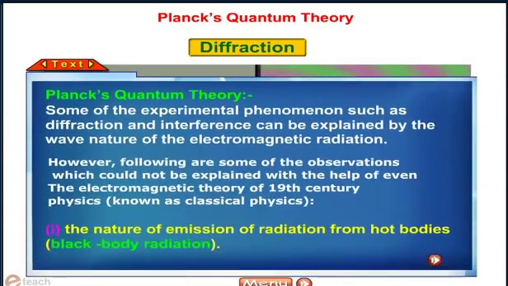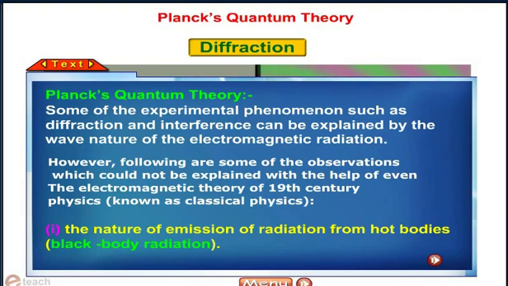Planck's quantum theory. Some of the experimental phenomena, such as diffraction and interference, can be explained by the wave nature of the electromagnetic radiation. However, following are some of the observations which could not be explained with the help of even the electromagnetic theory of the 19th century physics, known as classical physics.